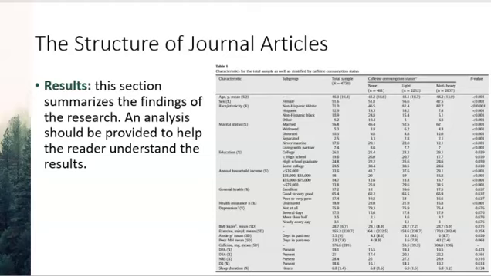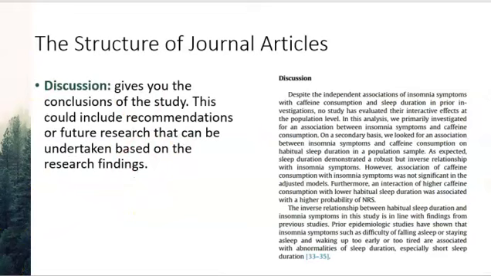Right now, you just want to make sure that the authors are showing their results so that they are being transparent and clear in their research about what their findings were. Where you can get more information about what the findings mean is in the discussion section. This is kind of like the conclusion to the study.